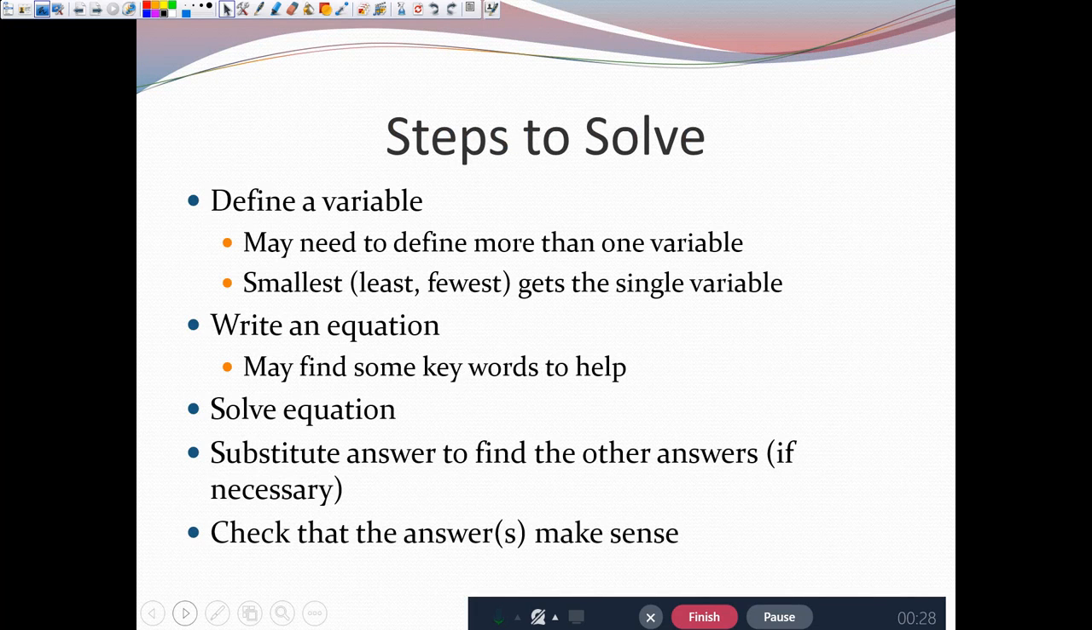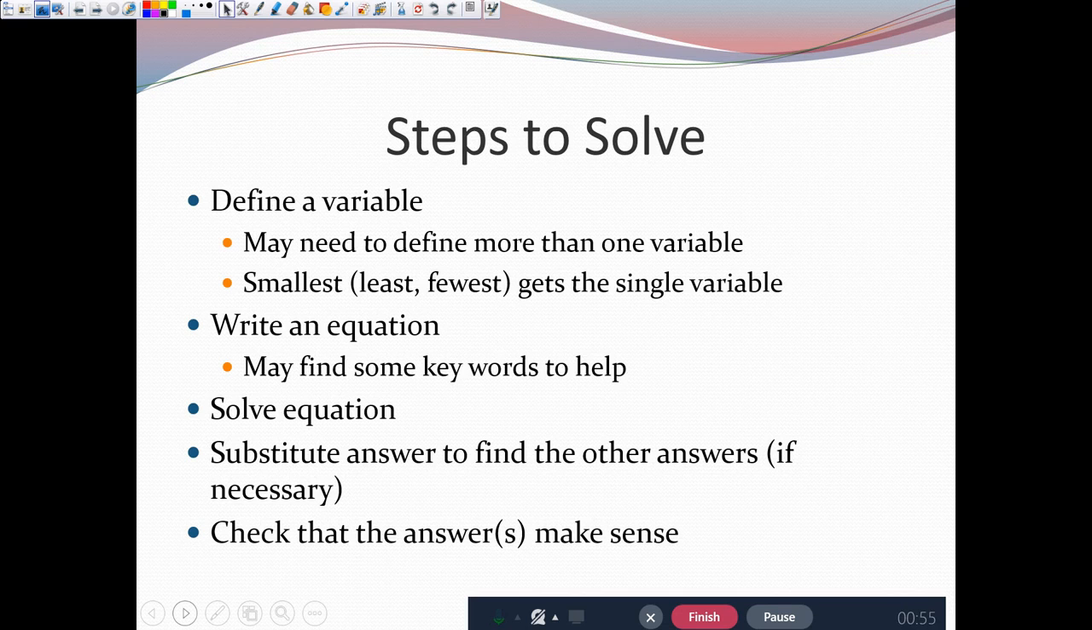So the steps for solving: the first thing that we need to do is define a variable. You may need to define more than one variable, because sometimes we're going to be looking for 3 consecutive numbers, or dimes and nickels, or whatever. So there might be more than one thing that we're looking for. And the smallest, fewest, or least gets the single variable, and that will make more sense in just a minute.